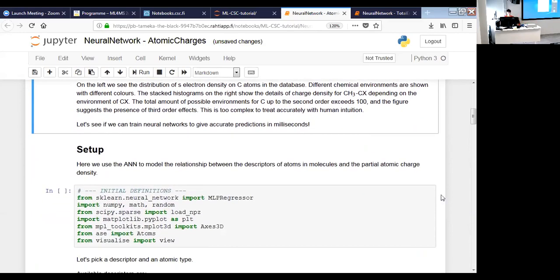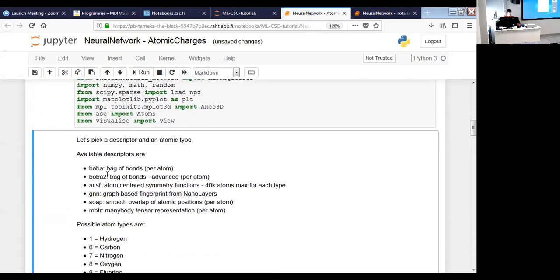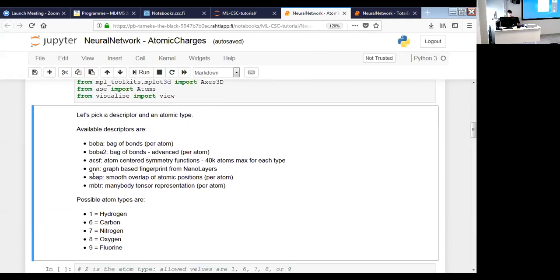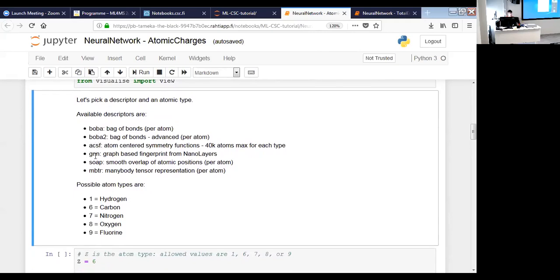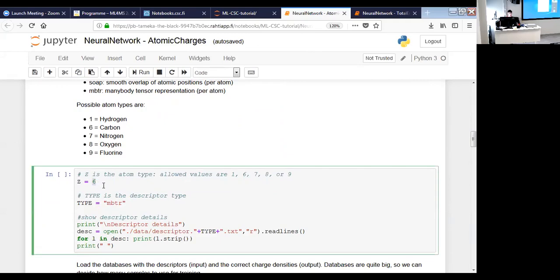So let's have a neural network do it. Again, we have descriptors. You can choose by changing the name in a string. We have bag of bonds per atom, bag of bonds second order, which takes into account what's bonded to the first bonded neighbor. We have atom centered symmetry functions, graph neural network, which is something we developed in my company, and we have SOAP and MBTR. You can switch the atom type you're interested in. In this case, Z equals 6 is carbon.